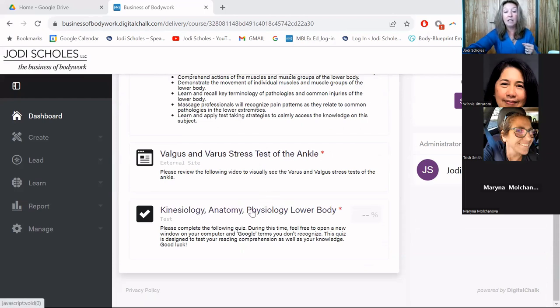And then kinesiology, this is the quiz, this little check mark. This box is the quiz. And so we're going to open that quiz and we're going to do a few questions. So let me go ahead and open the quiz.